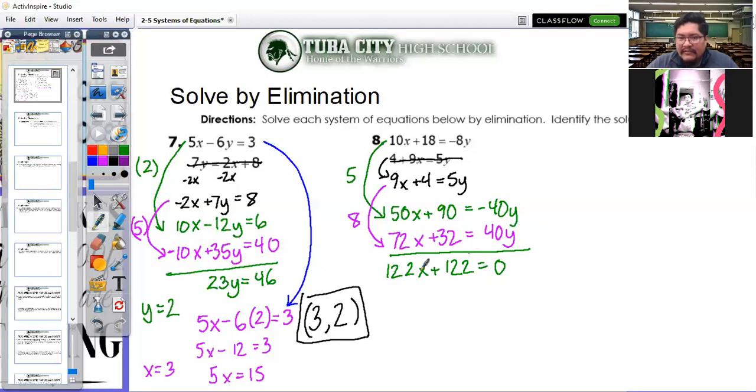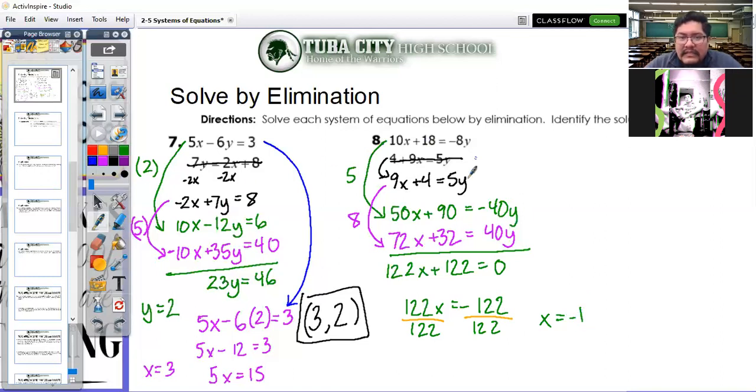But we got everything on one side, so that means I'm going to have to move all the stuff away from the x. So I'm going to minus 122 on both sides. And divide both sides by 122, which would actually be pretty easy because they already match. X equals -1. And again, there's their first part of the solution.